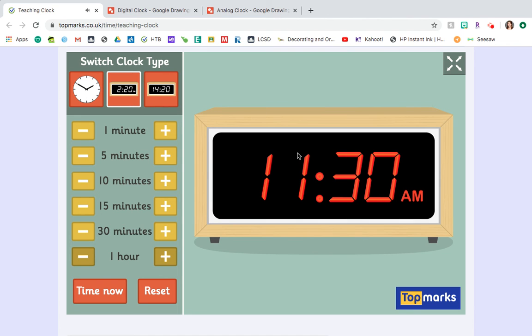Now, what that would look like on a digital clock is like this. Again, you have your hour, so 11, your set of dots or colon, and then 30 to show 11:30.